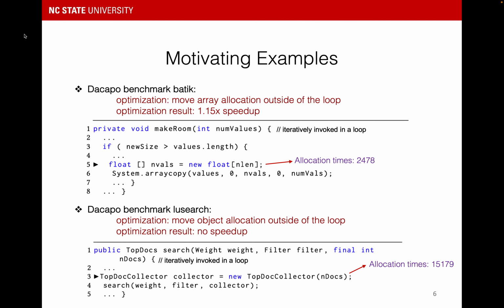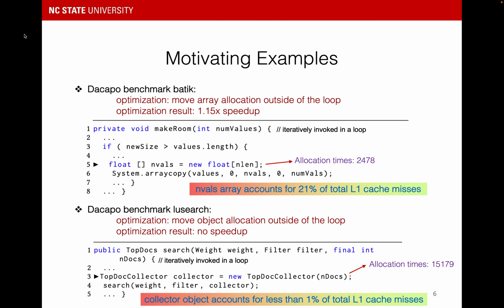In fact, DJXPerf measures L1 cache misses on memory accesses of object allocation sites. For example, DJXPerf reports that accessing the n-values array has 21% of total L1 cache misses, while accessing the collector objects has less than 1% of the total L1 cache misses only, which explains the different speedups obtained from the optimization. So object-centric analysis with the L1 cache miss metric is desired to determine whether locality optimization can have significant speedups or not.